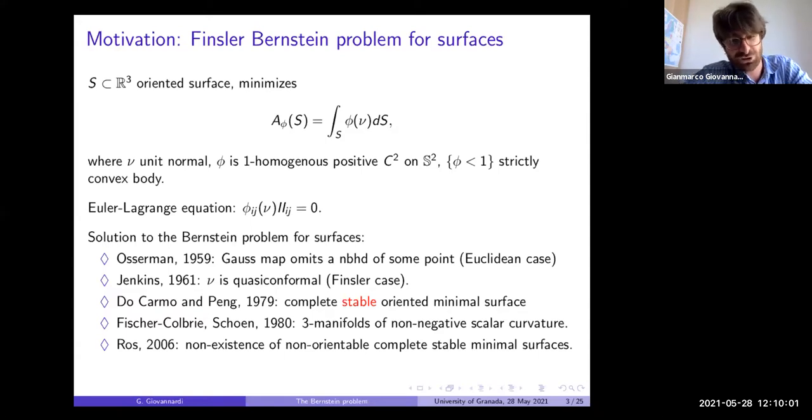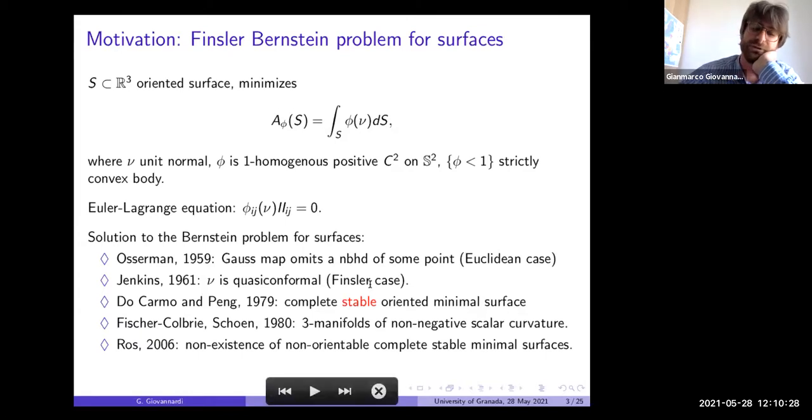This result was generalized in the 80s when you consider a three-dimensional manifold that has non-negative scalar curvature. And the hypothesis of the orientability of the surface was improved by Ros in 2006, because he showed that there are no non-orientable complete stable minimal surfaces.